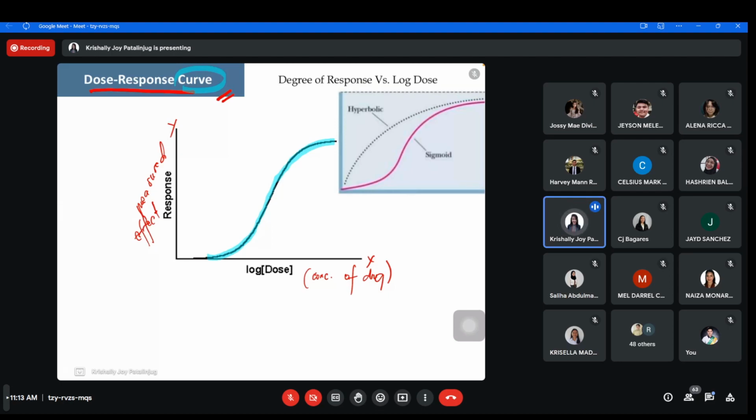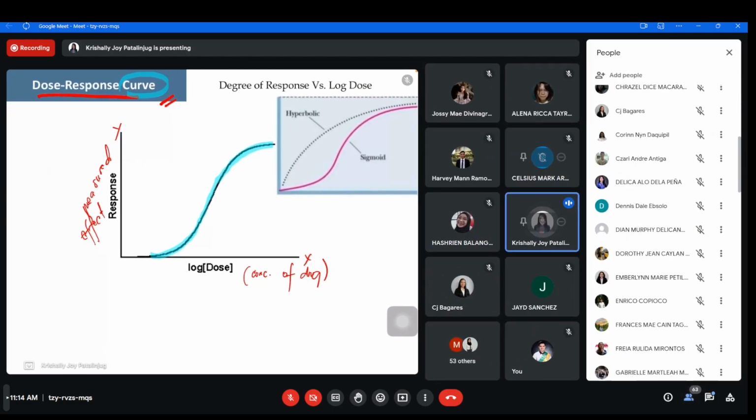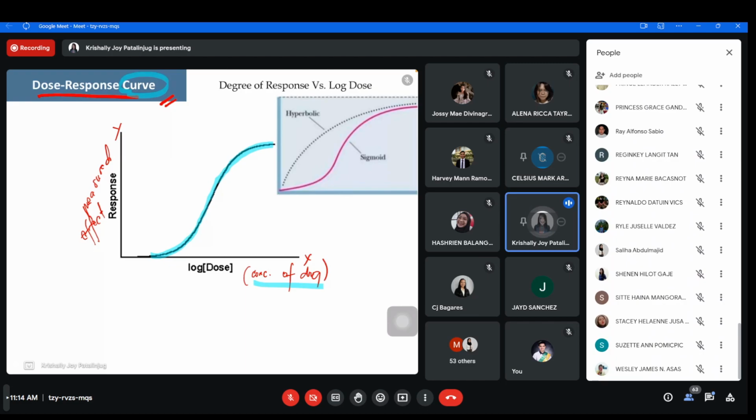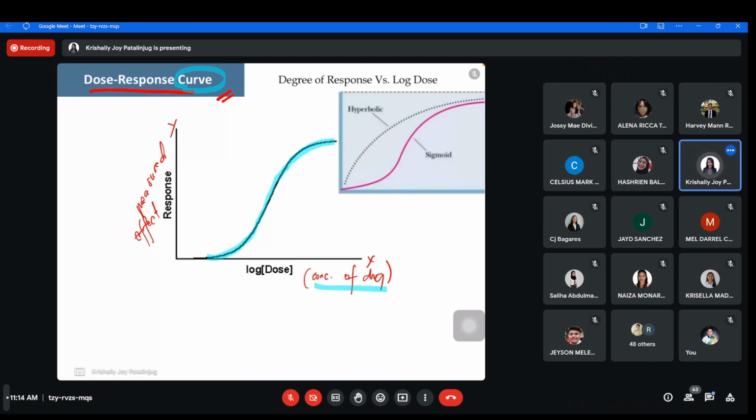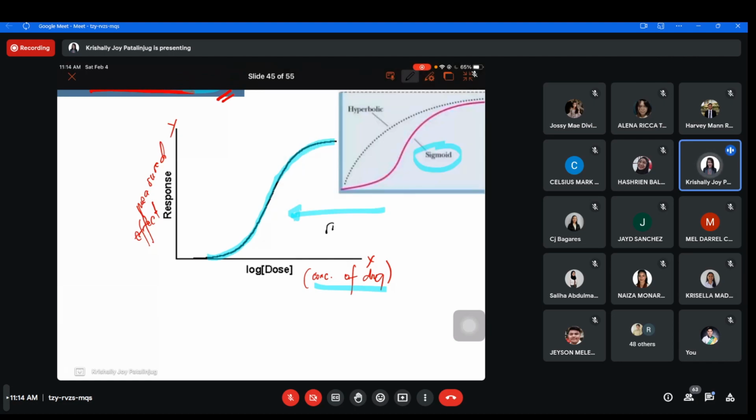Its importance is para madali nating maintindihan, ma-identify yung mga parameters involved in the dose-response relationship. Okay? So generally, upon plotting the concentration of the drug or what we call the log dose, the logarithm of concentration ng gamot, that usually results to a sigmoidal type of graph or sigmoidal plot. Okay, so yung halimbawa na to is a sigmoidal graph, sigmoidal plot. Okay?